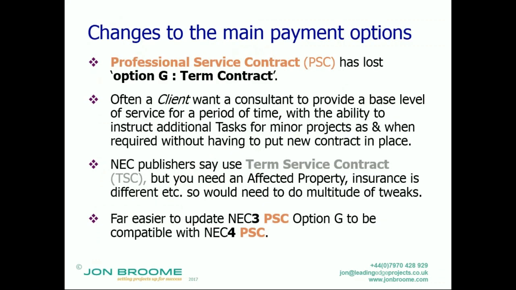So I quickly go on to changes to the main payment options. Then the professional service contract, which has dropped an S from the services, has lost the option G term contract. So this is very relevant at the moment, because one of my clients maintains the M25. They have a number of consultancy agreements which at their lowest level are just monitor this asset, monitor the Queen Elizabeth Bridge, and based on what the monitoring says, add in an extra task order. Well, they've got rid of the option G term contract, so you can't do that.